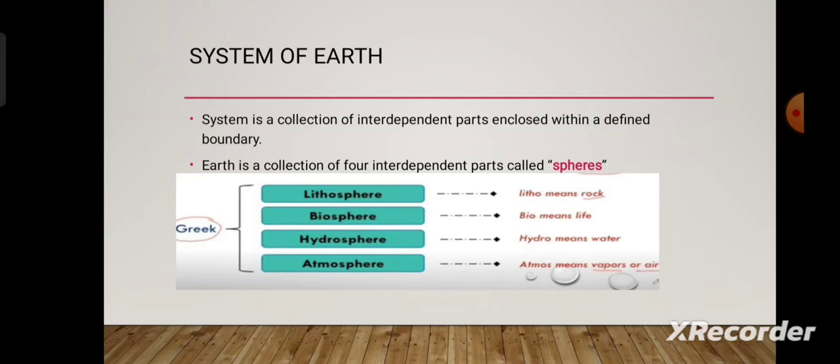That boundary is called the ecosystem. And Earth is a collection of four interdependent parts or spheres. These spheres are lithosphere, biosphere, hydrosphere, and atmosphere. These are Greek words where litho means rock, bio means life, hydro means water, and atmos means vapors or air.